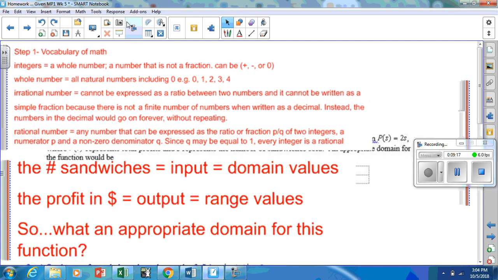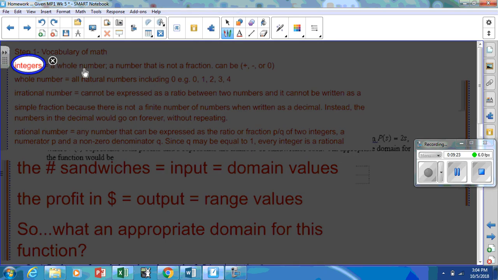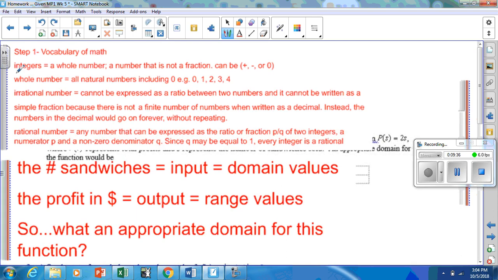What is an integer? It's a whole number, a number that is not a fraction. It can be positive, negative, or 0. We don't want an integer. We don't want a negative sandwich. We don't want a 0 sandwich. Let's consider a whole number: all natural numbers, including 0, 1, 2, 3, 4. I think that's kind of what we're looking for.